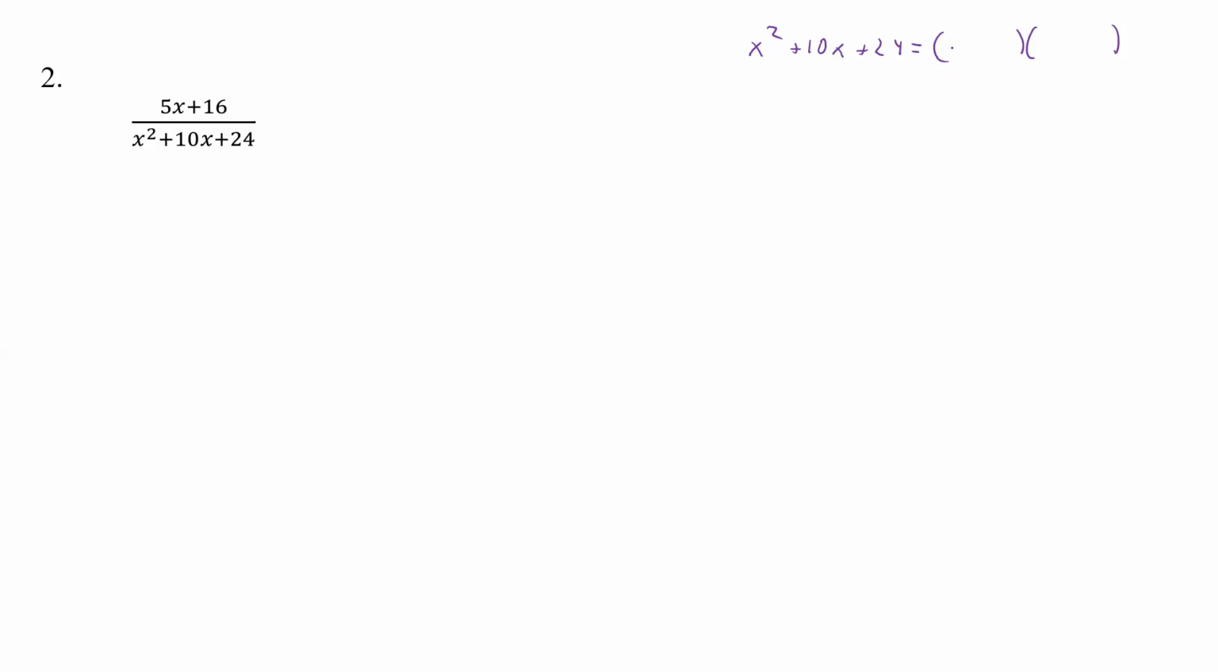So the factors of x squared are going to be x and x. Now they're both plus, so we know it's plus and plus. And now two factors of 24 that add to 10. Well, 4 and 6 look like they would work. That'll give us 4x plus 6x, that's 10x, and 4 times 6 is 24. Okay, so that works. So this now becomes 5x plus 16 over x plus 4, x plus 6.